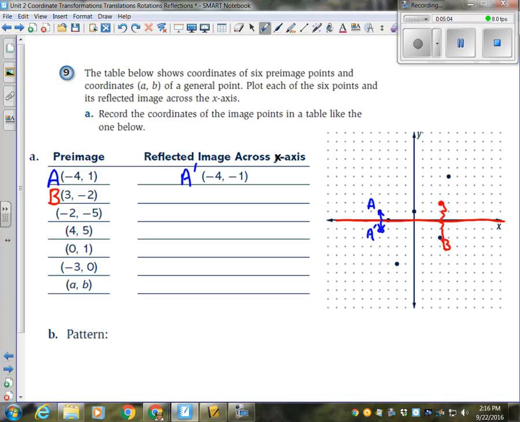2 units above the line. So B prime would be located where? Well, I go over 3 still, but instead of going down, I'm going to go up, so that becomes a positive 2.